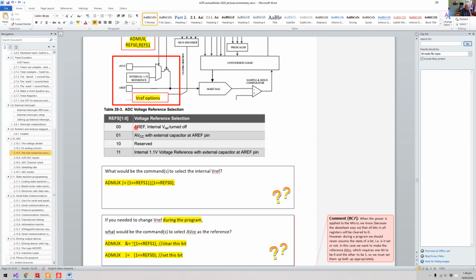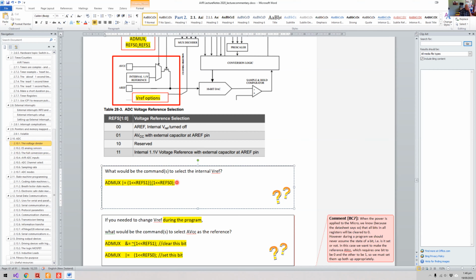Okay, so what we would need to do then is we need to set both these bits to 1, which is what I've done here. Okay, so I'm just setting those 2 bits to 1. That's what we're doing. Now let's just have a look at the next question, because actually this is just a little bit tricky. It's not something you can just assume, but it says if you needed to change voltage reference during the program. So that means that we should never make any assumptions about the value of these 2 bits during the program. They may have been set up previously. We don't know the state that they're in.